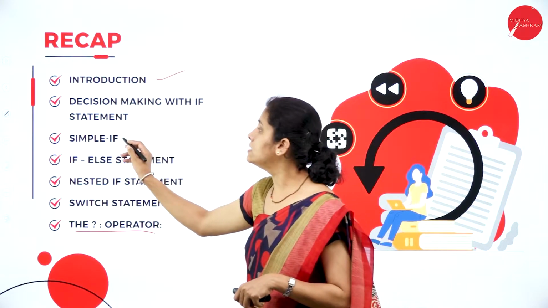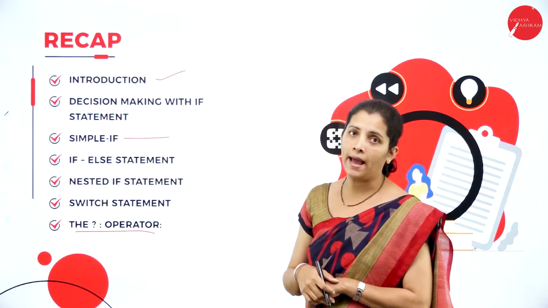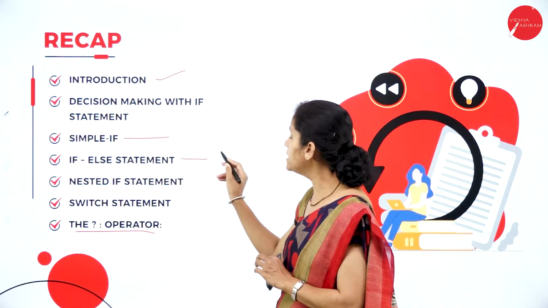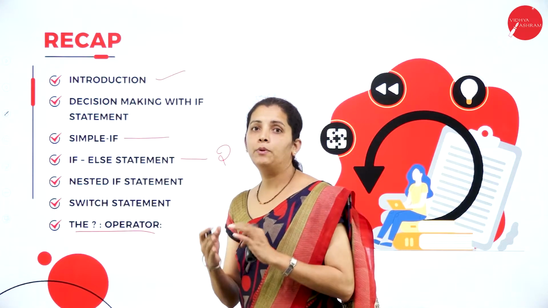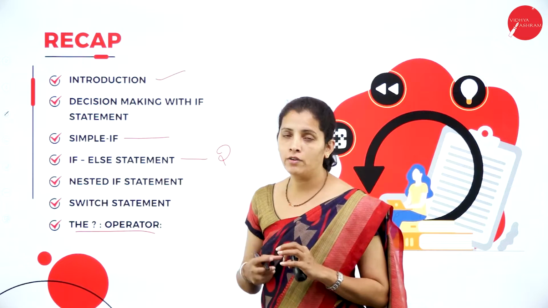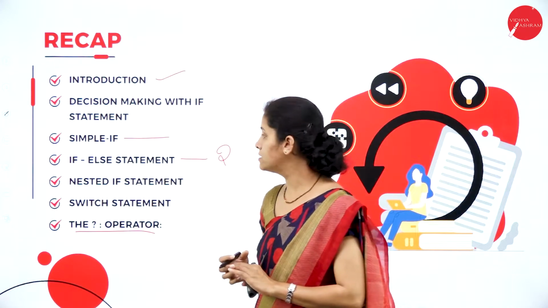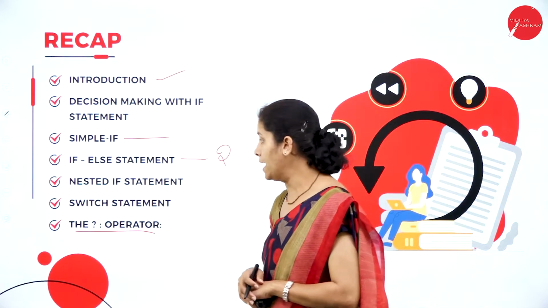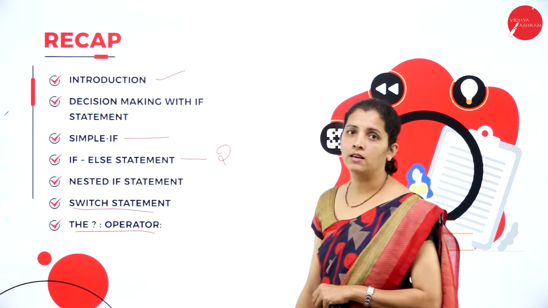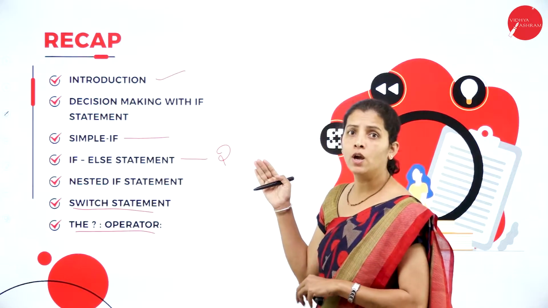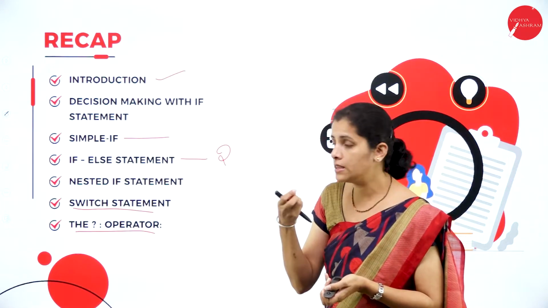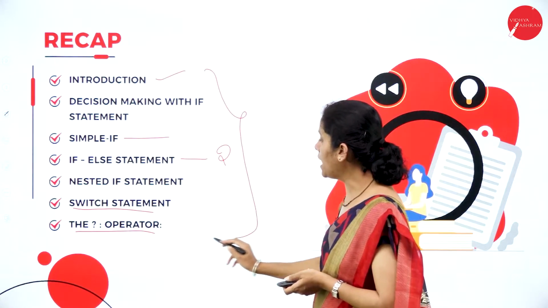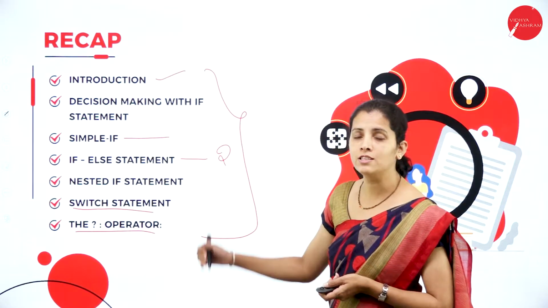So dear students, the simple if is called one-way branching. That means only one decision at a time. Then the if else statement is called two-way branching. At the particular time, we are able to make two kinds of decision, one is true and one is false. And the nested if statement is also called multi-way branching. When I have more options, at that time I'm going to use the switch statement. So these are the certain topics I have discussed in my previous session of this unit.